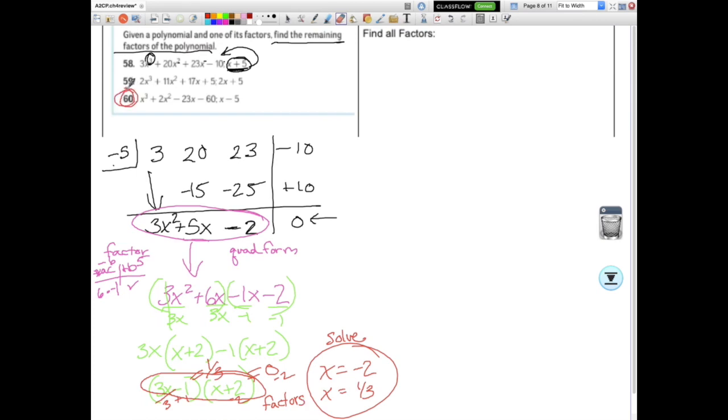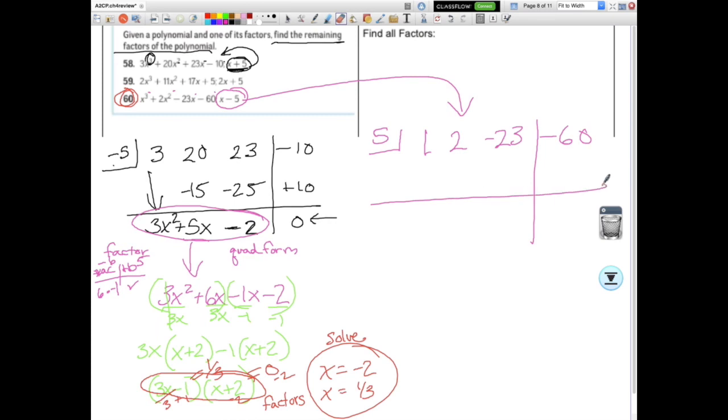Let's take a look at this number 60 here, and then we'll go over the directions for your review sheet if you're so interested in getting a little extra practice. So I'm going to do the same thing here. I'm going to put my number in a box, which happens to be +5. It has a power of 3, a power of 2, a power of 1, and none. So I'm going to put just my coefficients, 1, 2, -23, and -60.